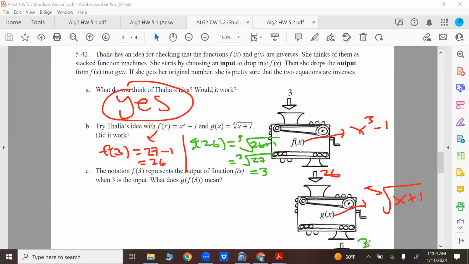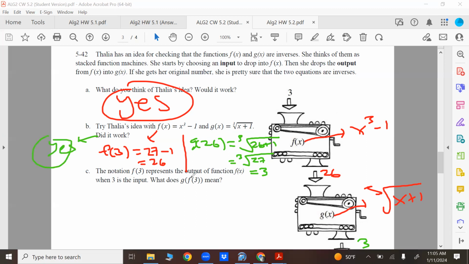Yep, and there we go. Anyway, that's what happens. So the answer is yes, it did work.